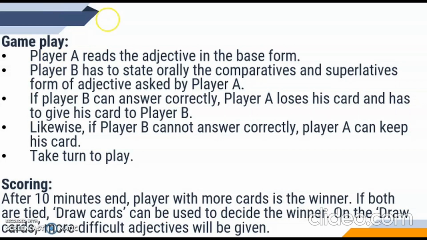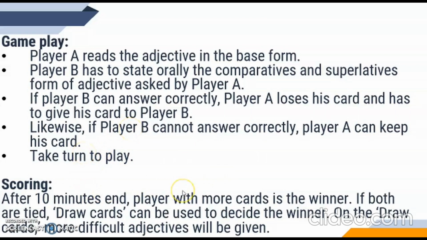Player A reads the adjective in the base form, for example, thin, fat, beautiful, ugly. Player B has to state orally the comparative and superlative form of the adjective asked by player A. If player B can answer correctly, player A loses his card and has to give his card to player B. Likewise, if player B cannot answer correctly, player A can keep his card, so they can take turns to play. The scoring, this is how it's going to be done.